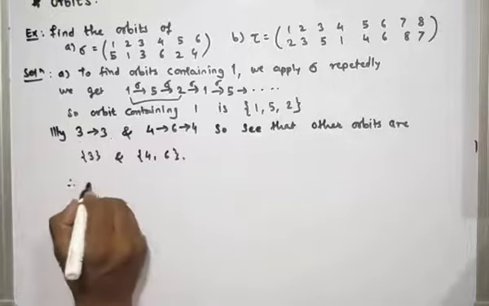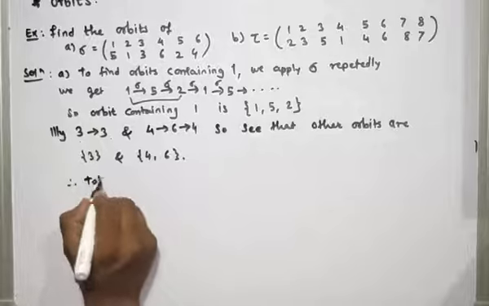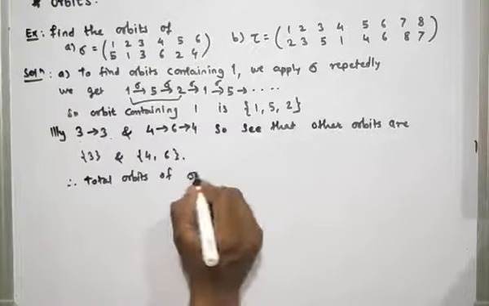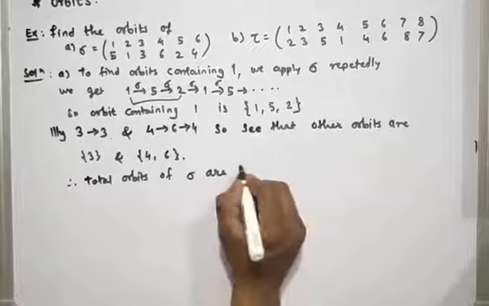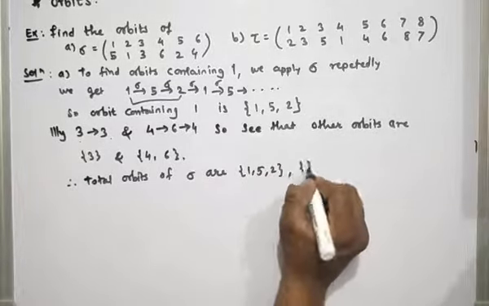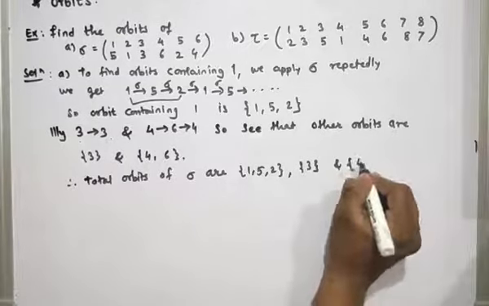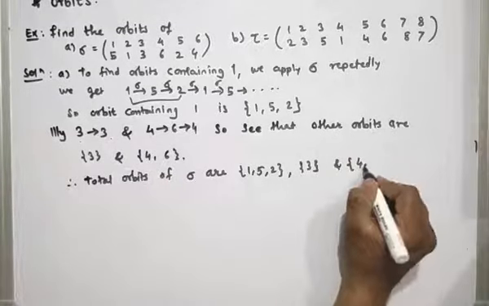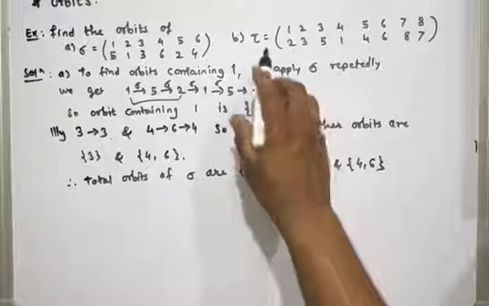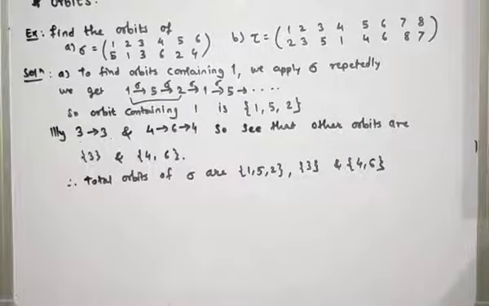Therefore the total orbits of sigma are 1 5 2, the singleton 3, and 4 6. These are the orbits. Tau can be solved in a similar manner. In the next lecture we will find cycles, or we will see the definition of a cycle. Thank you.